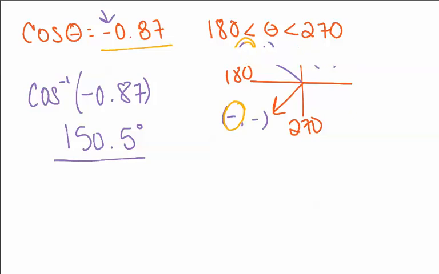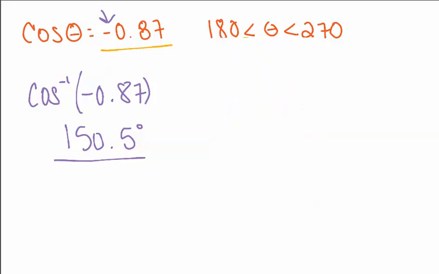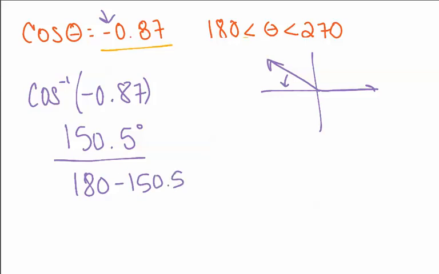So if we have this angle, 150 degrees, that's going to be over here in quadrant 2. What we're really looking for is the reference angle. So how far away is this 150.5 from 180? What's that degree distance? Well, if you take 180 minus 150.5, you're going to get 29.5. So that's our reference angle. This piece right here represents 29.5 degrees from the x-axis.